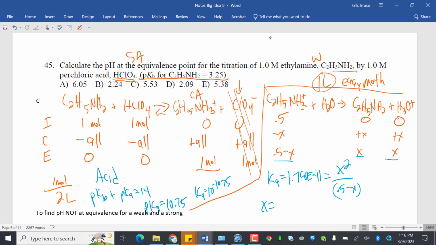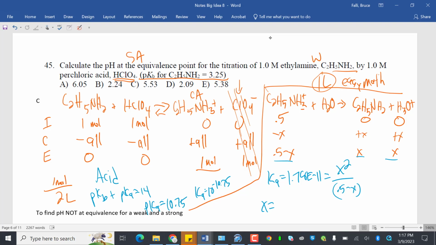X equals, let's do a solver. Math, solver. No, clear. So I have parentheses, x squared, divided by parentheses, 0.5 minus x, close parentheses, minus 1.78 e negative 11, enter. Put in my guess point, 0.0001, alpha, enter.